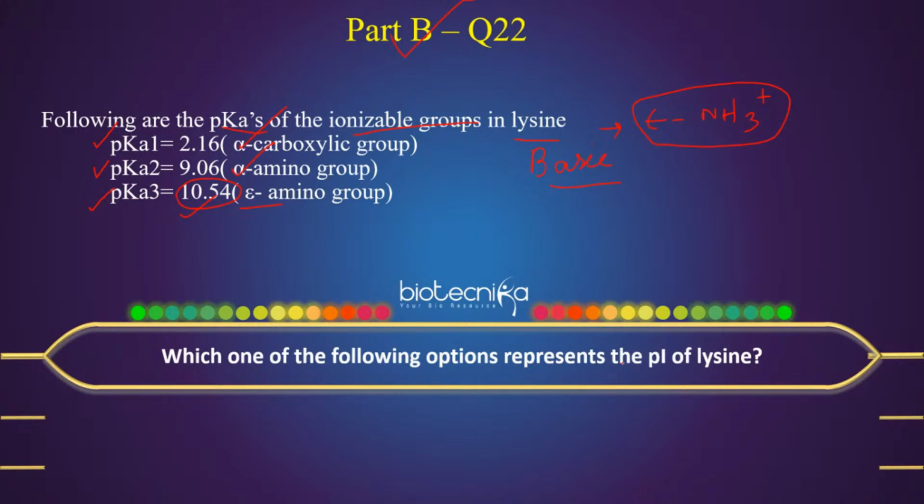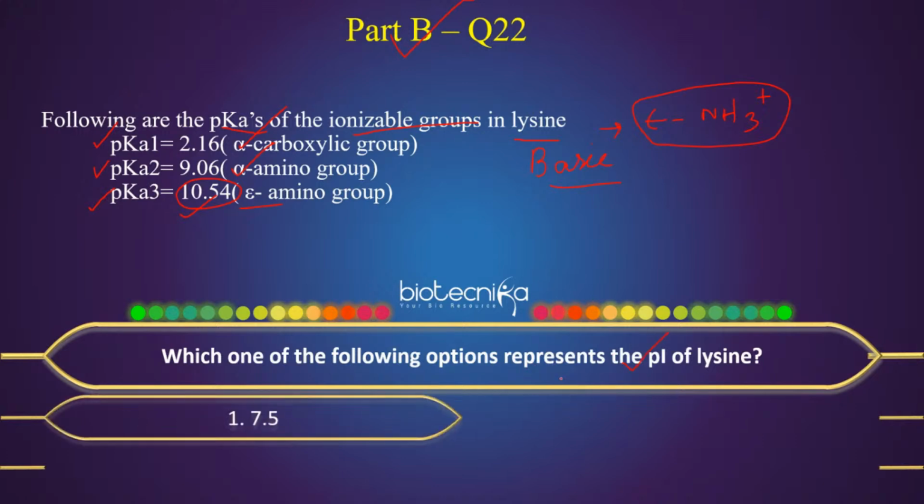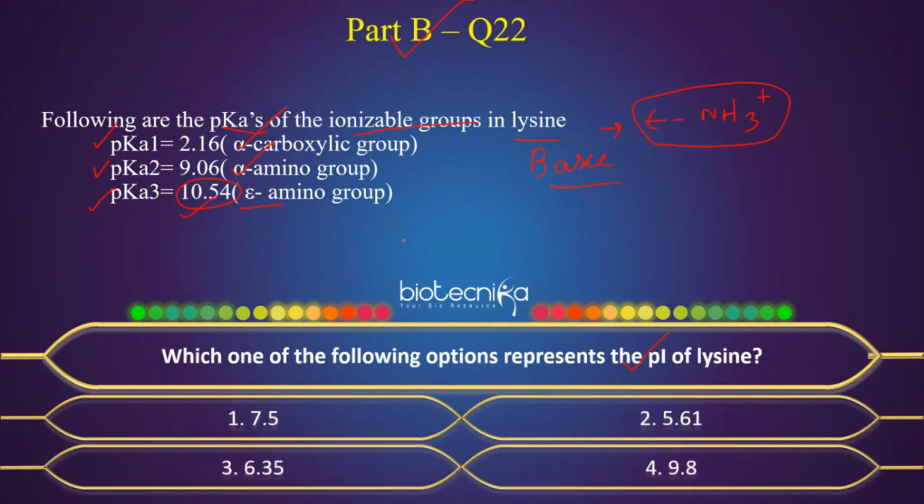So how to calculate the pI of lysine? They have asked to calculate the pI of lysine. Now we know for basic amino acids, there is a particular formula, right? Where pI means isoelectric point.